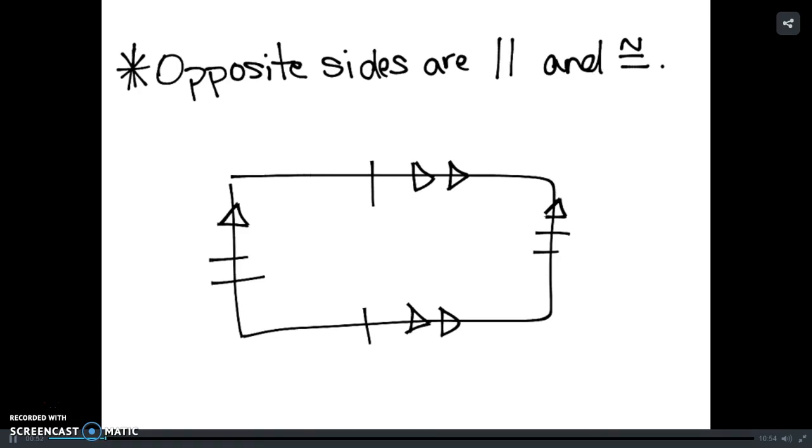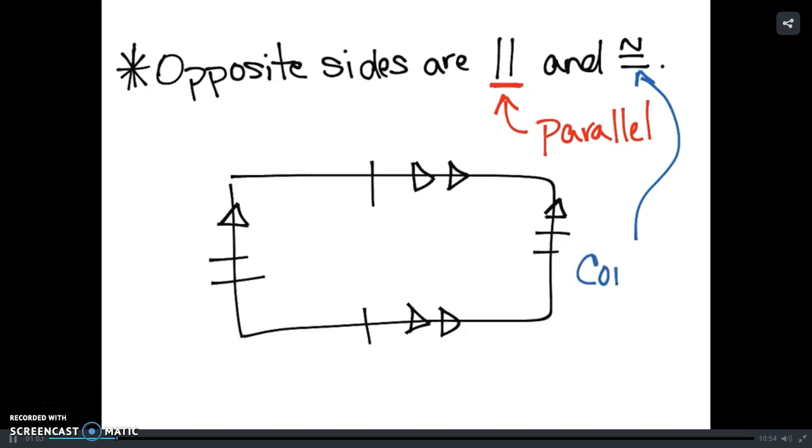Okay. Also remember this little double line here means parallel, and the equal sign with the squiggle over it means congruent. So we're using those symbols a bunch.